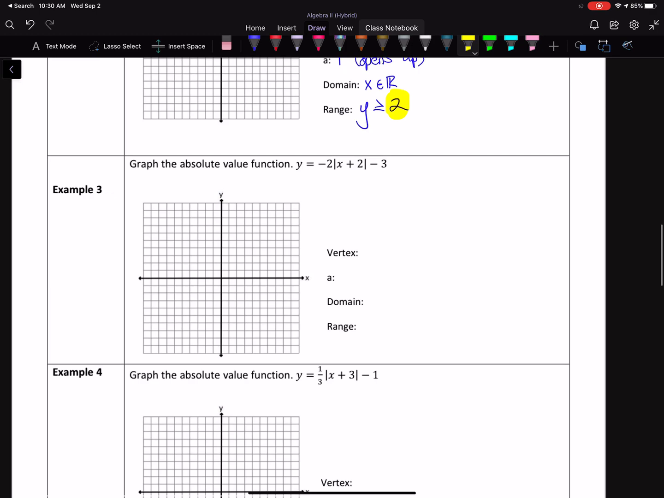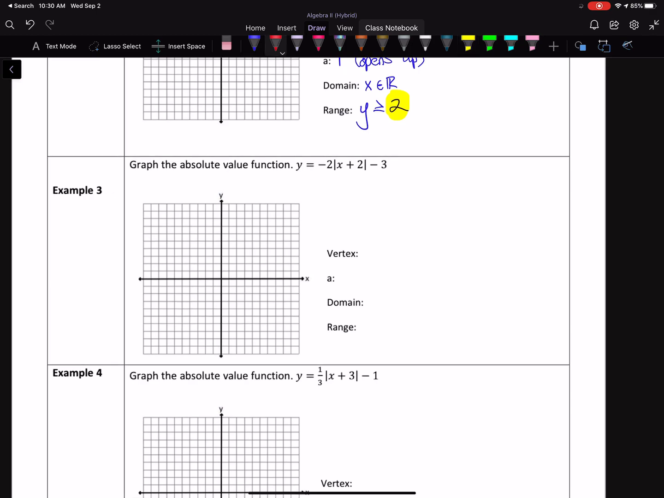Okay, so there's our first absolute value example. So let's take a look at another example. Graph the absolute value function y equals -2 times the absolute value of x plus 2, minus 3. So here's A, H, K. Starting with my vertex. It's coming from H and K, but H, make sure you flip that sign so it's actually -2, -3. I'm going to go ahead and plot that right away.